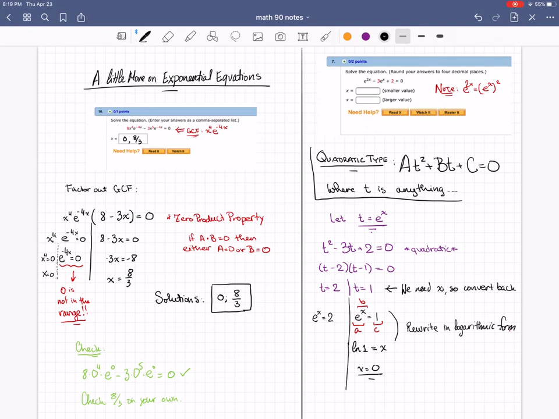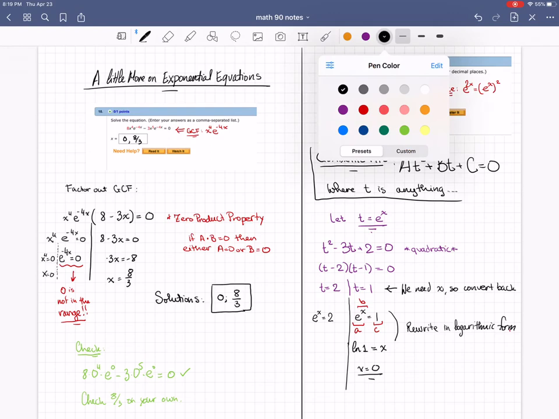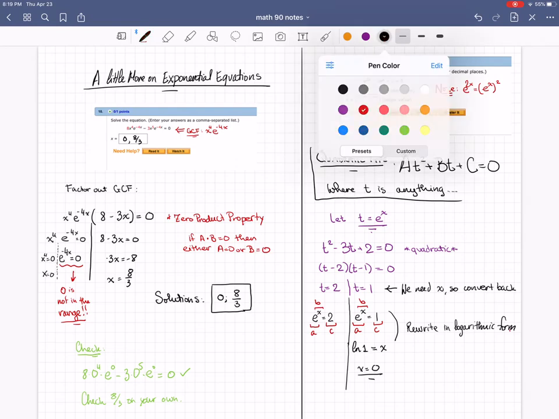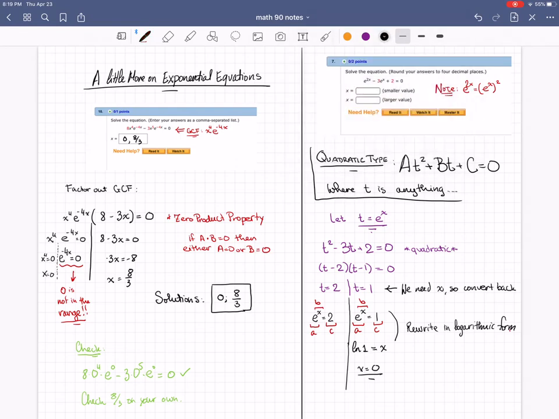So same thing, we're going to rewrite in logarithmic form. So e is our base, we can call that a. X is our input b. 2 is our output c. So in logarithmic form, it would be log base e, which we call natural log, of c is equal to b. So x is the natural log of 2. Now, the natural log of 2 is an irrational number, so you could write a decimal approximation if you want.